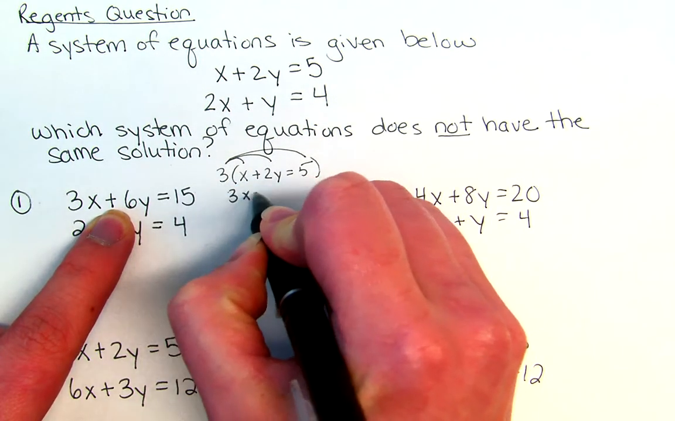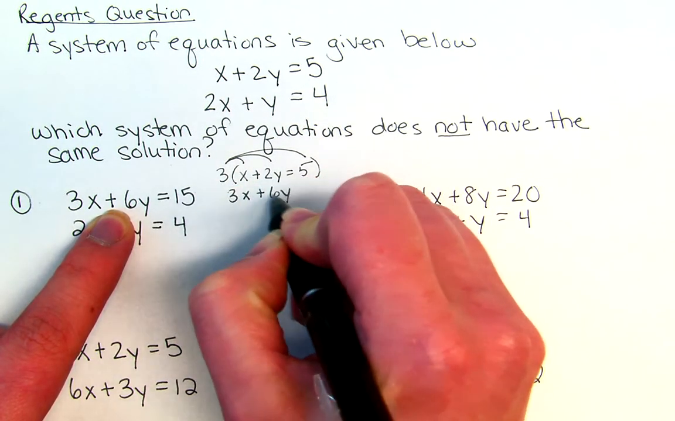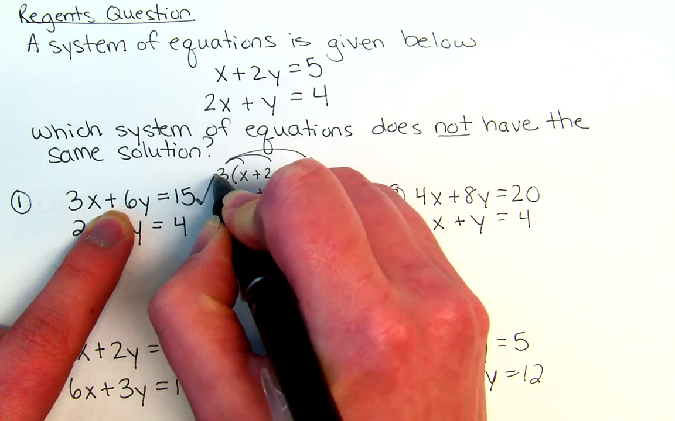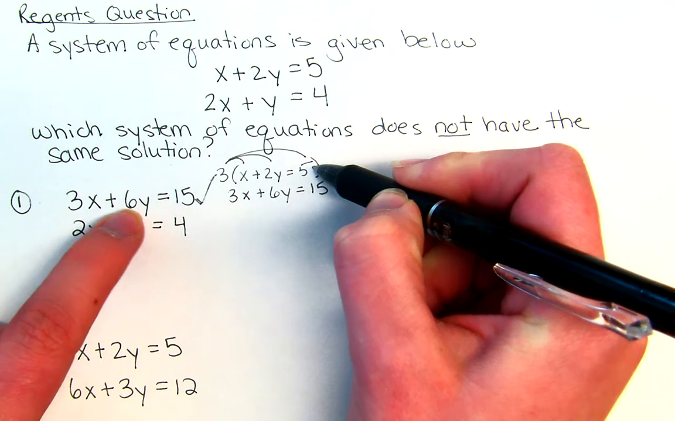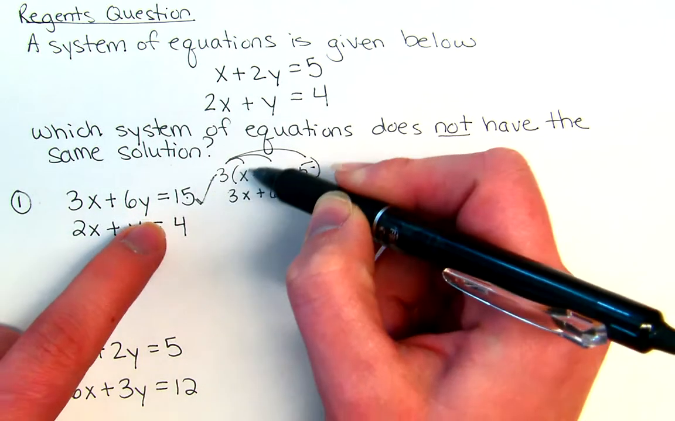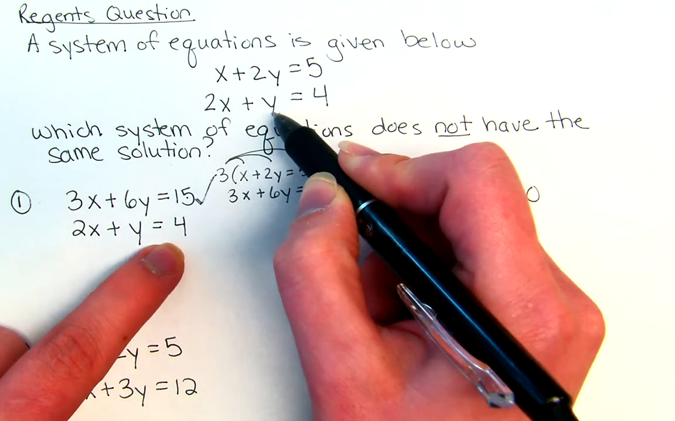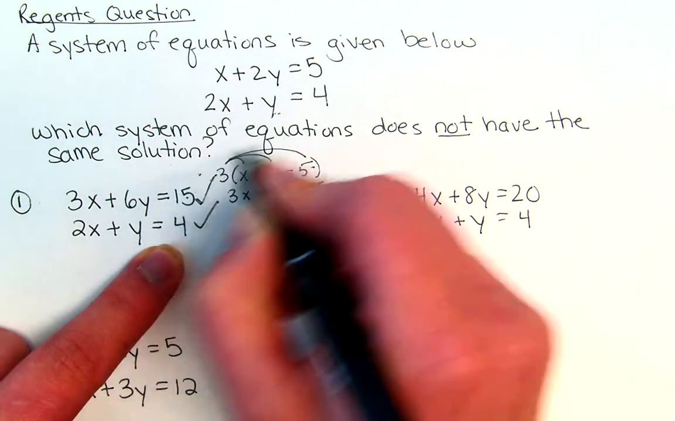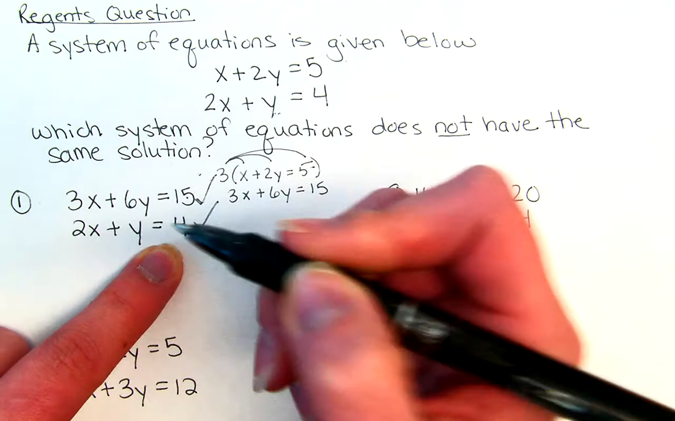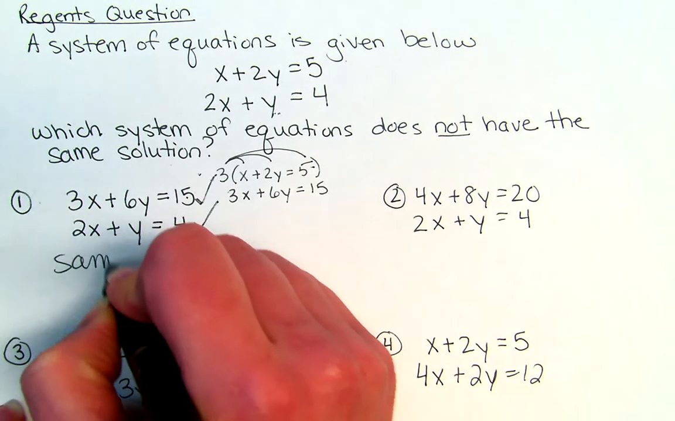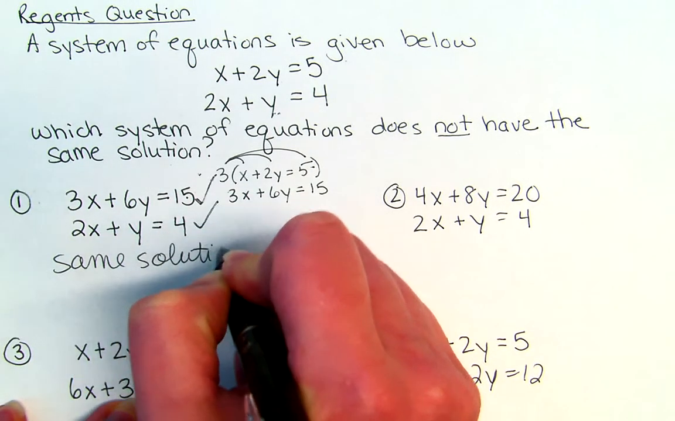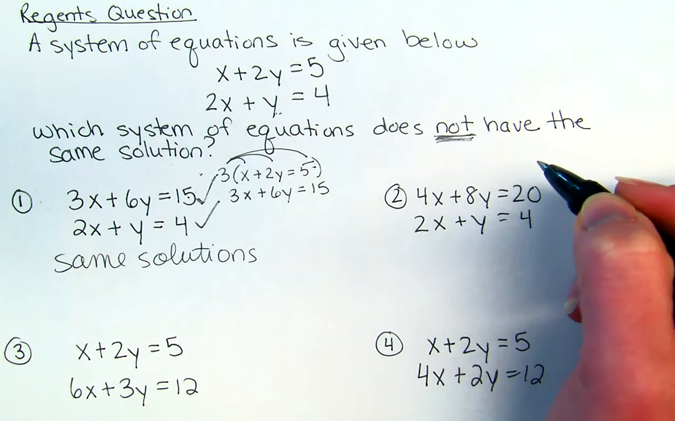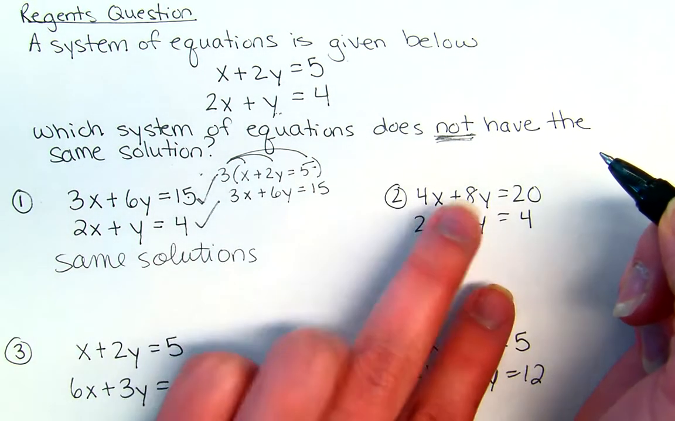So 3 times x is 3x, plus 3 times 2y is 6y, and 3 times 5 is 15. So it looks like they did it correctly. So this equation will have the same solution as our rewritten one. Then I take a look at the next one and compare, and they look like they're exactly the same, which means this is an equivalent system to our original, so they will have the same solutions. So these have the same solutions, okay? Now, be careful because that's not what we're looking for. We're looking for one that will not have the same solution. So let's take a look at number 2.